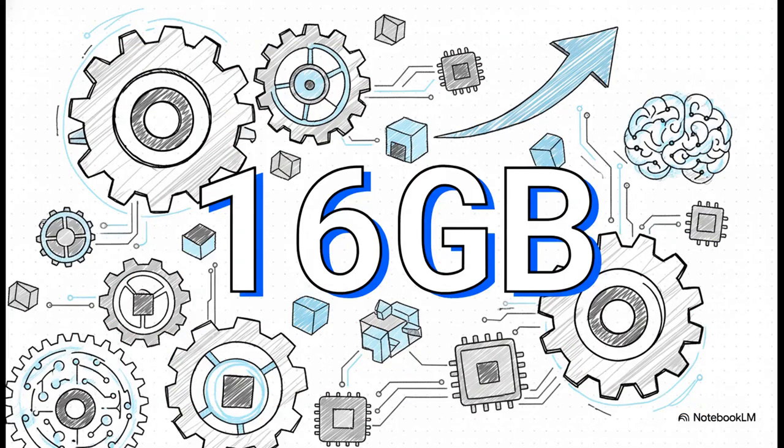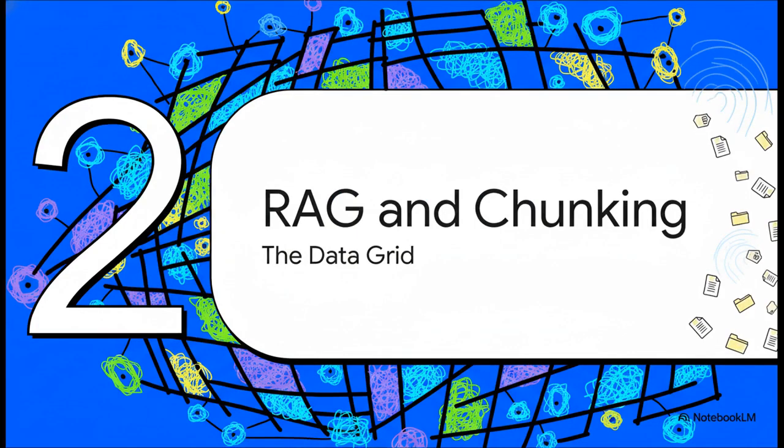Now, the magic number here is 16 gigabytes of VRAM. If your system has 16 gigs or more, you can actually run the highly efficient QN3 Mixture of Experts model completely locally. This is huge. A Mixture of Experts, or MOE model, gives you the performance of a massive 30 billion parameter model. But because it only activates a tiny little expert subnetwork for each word it generates, it runs super smoothly on normal consumer-grade hardware. Moving right along to part two, decoding RAG and chunking.